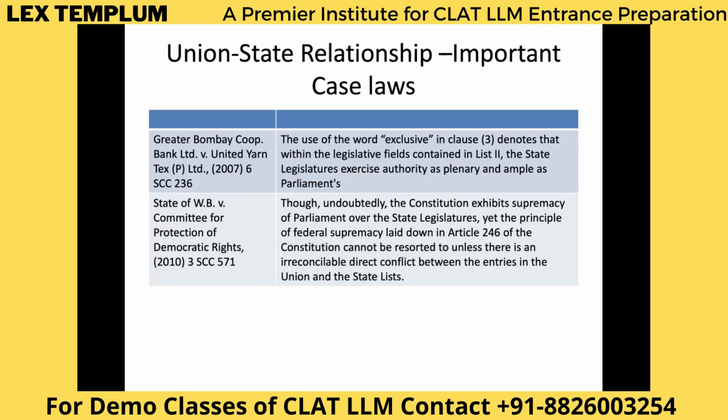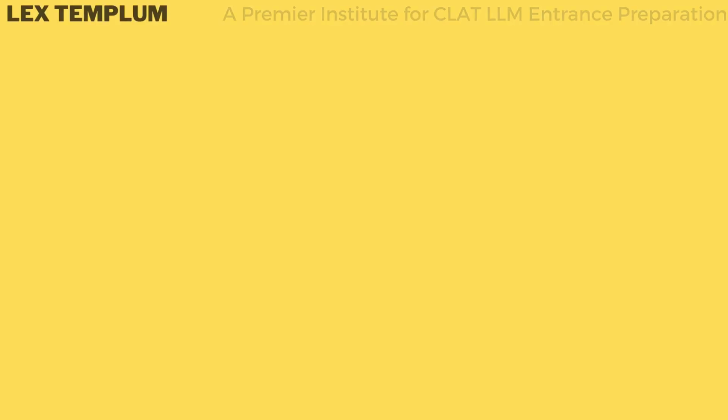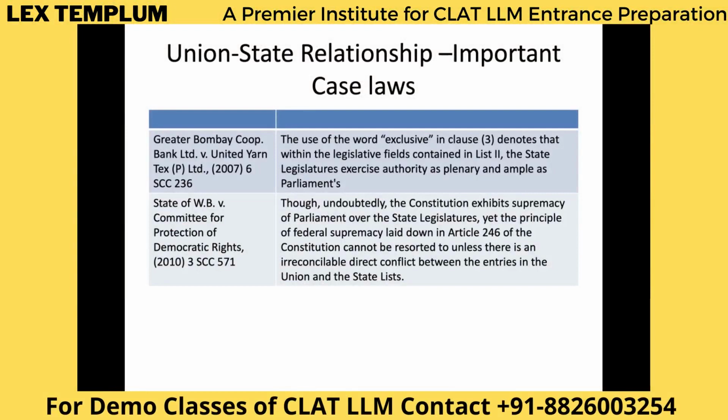And the next case is State of West Bengal versus Committee for Protection of Democratic Rights. In this case, the court said, though undoubtedly the Constitution exhibits supremacy of Parliament over the state legislatures, yet the principle of federal supremacy laid down in Article 246 of the Constitution cannot be resorted to unless there is an irreconcilable direct conflict between entries in the union and the state list.